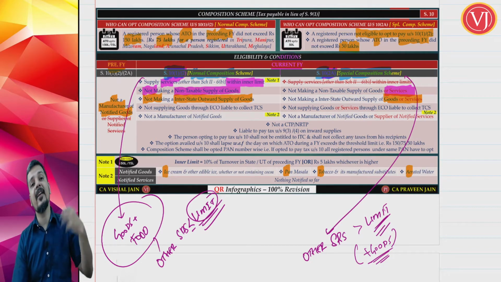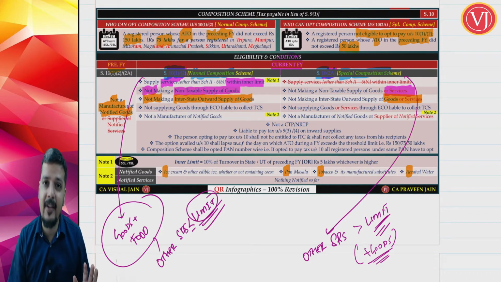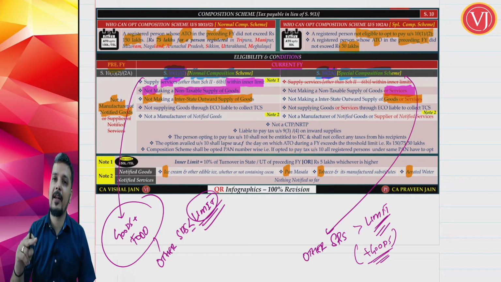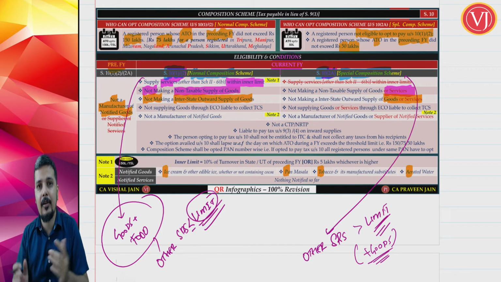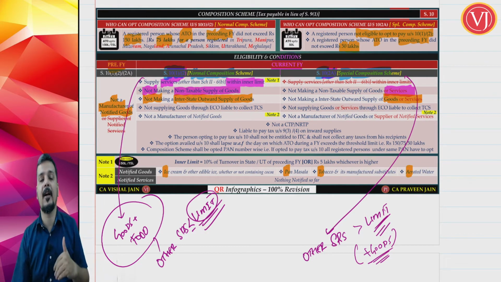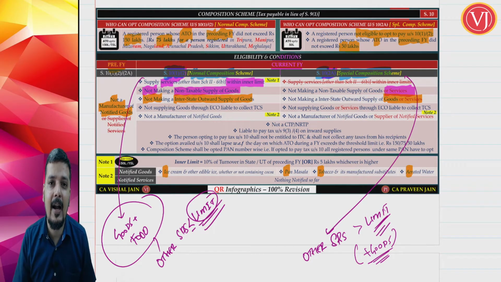Can I purchase from outside the state? Yes. Can I import the goods or import the services? Yes, you can have that. You can purchase from within the state, outside the state or outside the country, but your sale should be within the state. You cannot sell outside the state, or even export. Your inward supply, purchases, can be intrastate, interstate from another state, or from another country. But your outward supply, sales, should be only intrastate, within the state.